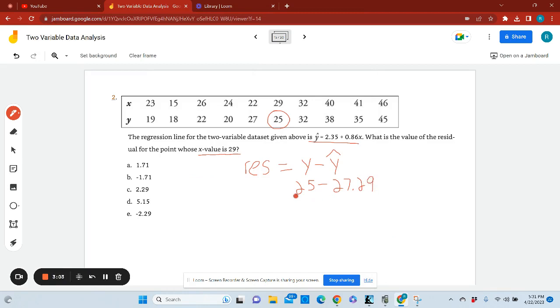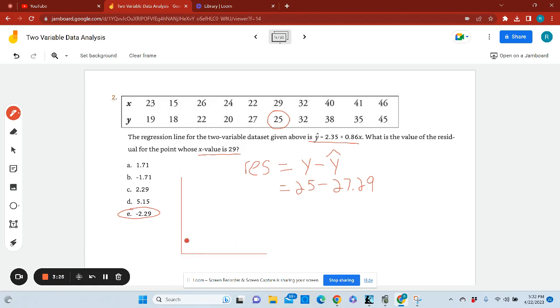Okay, so what's the residual going to be? It's going to be 25 minus 27.29. That looks like a residual of negative 2.29. Okay, so that one's not so bad. And if you want to just kind of imagine here for a second what that's going to look like.